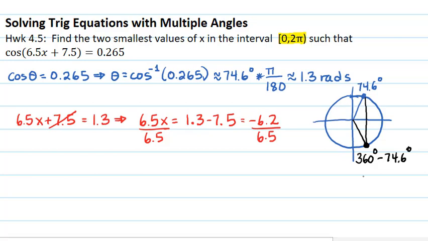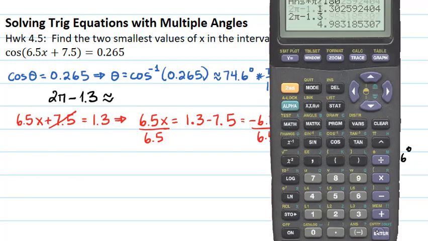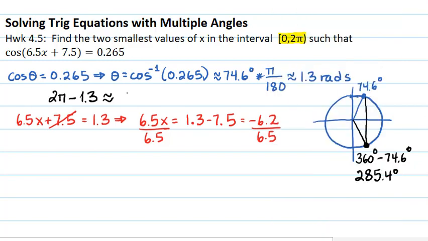which is 285.4 degrees. Now in radians, this will be 360 is 2 pi. So in radians, this will be 2 pi minus the 1.3 radians. And 2 pi minus 1.3 radians is approximately 4.98. So let's say 5.0.